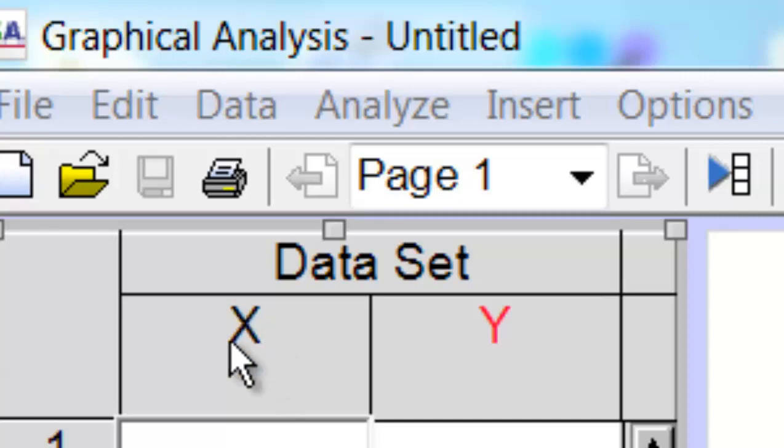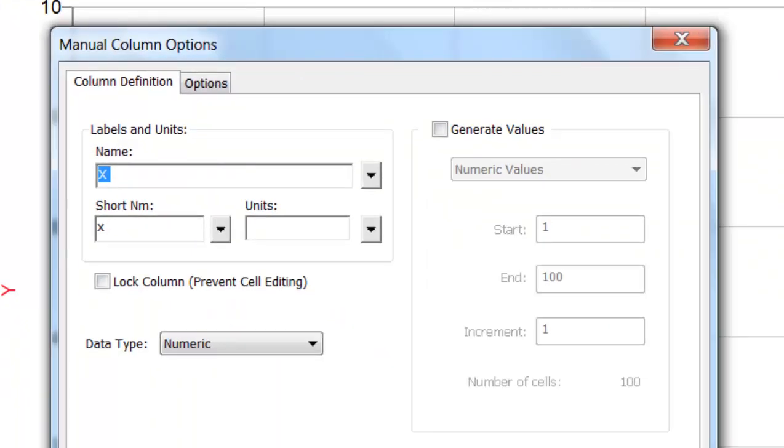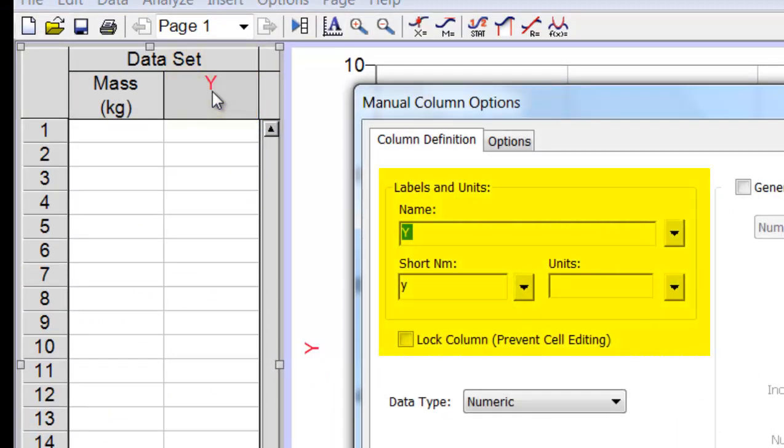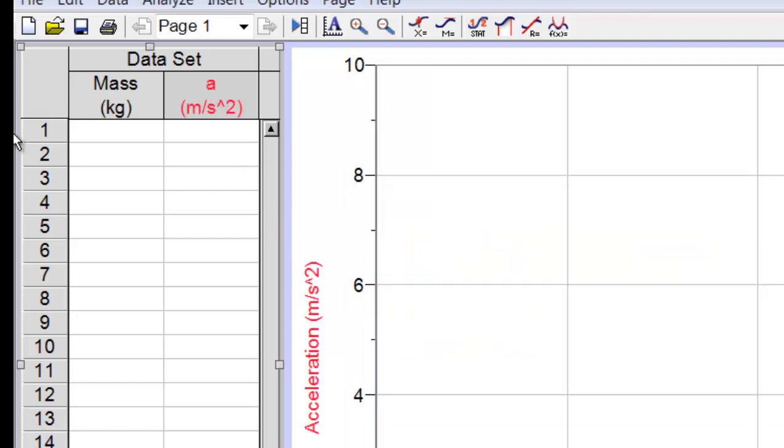So I'm going to the X, double-clicking, and I'm going to put in the mass, short name, and units. Then I'm going to go over to the Y column and double-click on it and put in acceleration, short name, and the units per second squared. Now I'm going to enter the data.